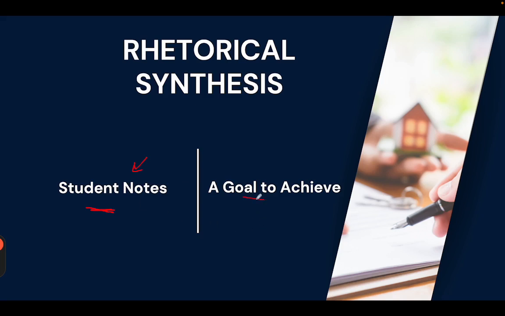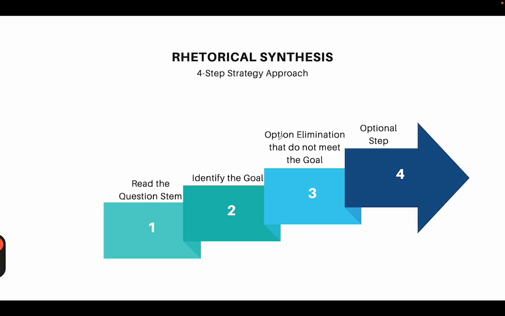Now, there's always a goal to achieve. The question stem will always ask you to achieve a particular goal. This goal is something that we have to be very sure about. What is the goal that we are supposed to achieve? Because the entire strategy will revolve around that particular goal, which is mentioned in the question stem. Now let's go ahead and see the 4-step strategy approach for this particular type.